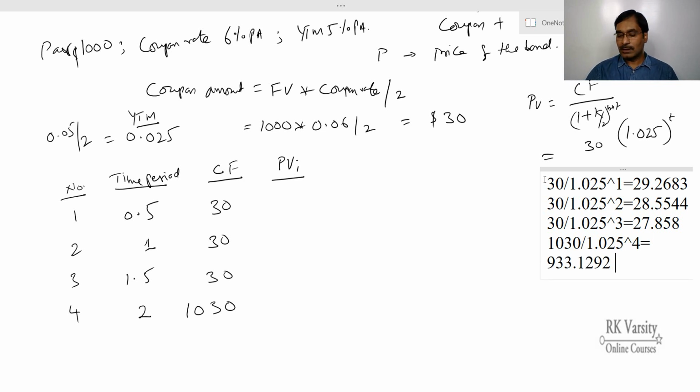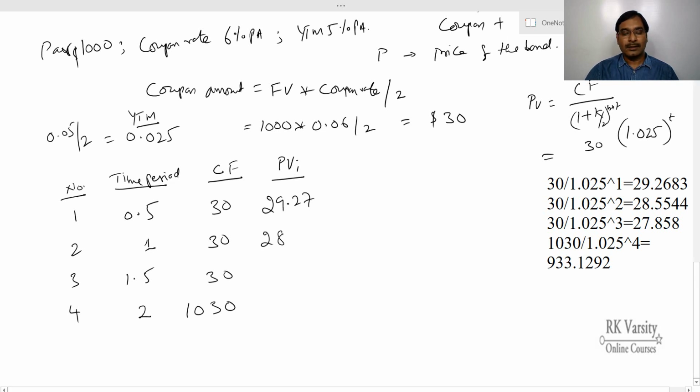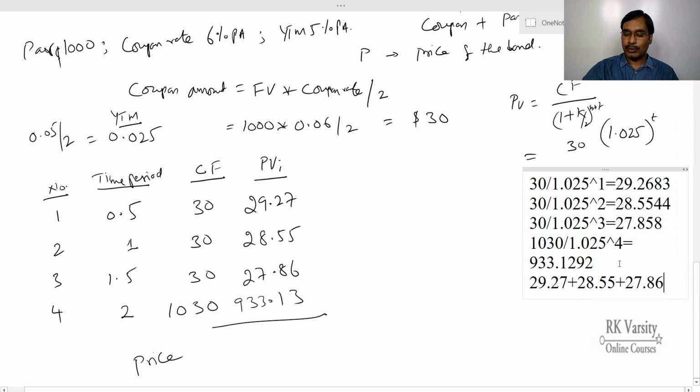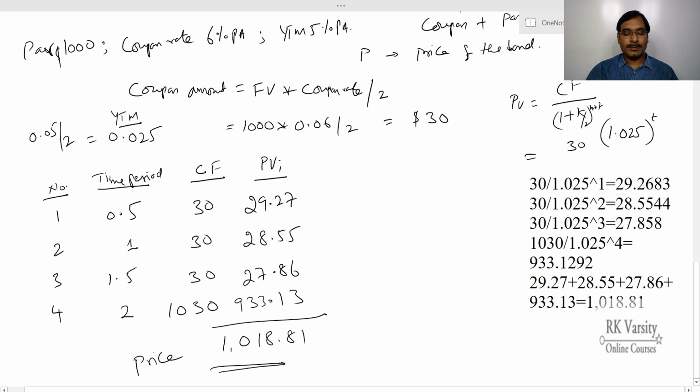So these present values are 29.27, 28.55, 27.86 and 933.13. Once you sum these, you will get the price of the bond: 29.27 plus 28.55 plus 27.86 plus 933.13. So 1018.81 is the price of this bond.